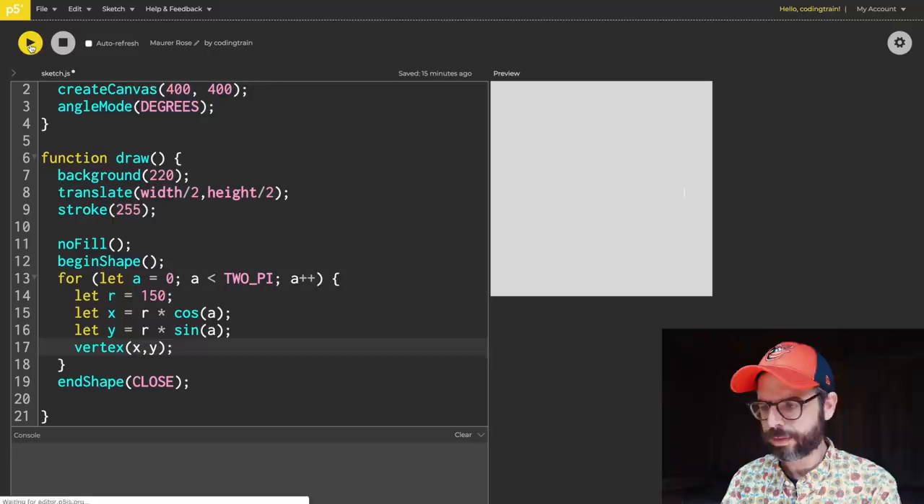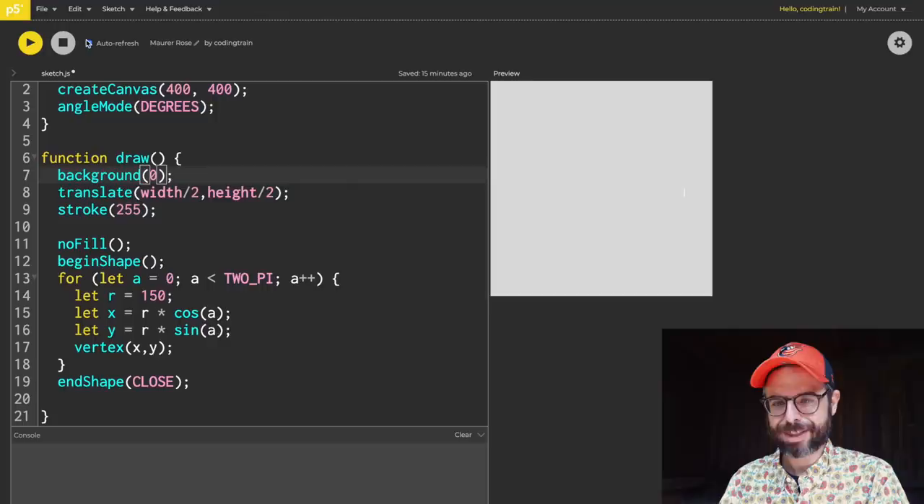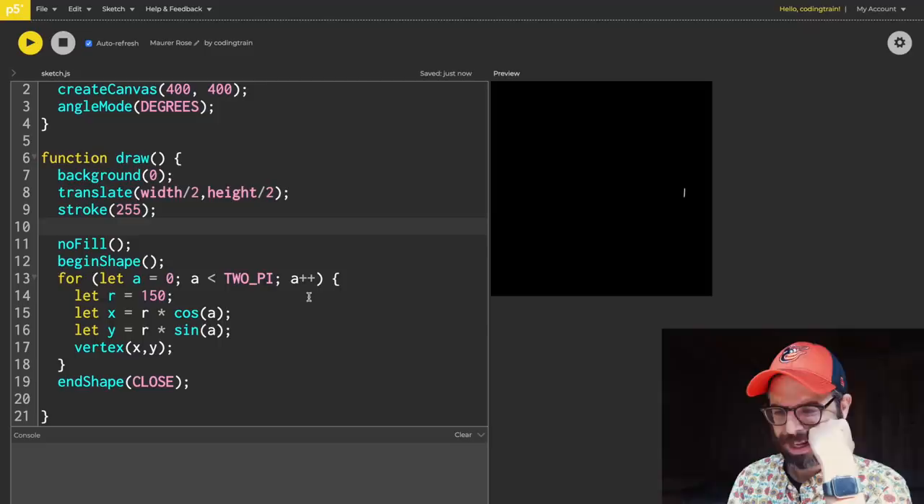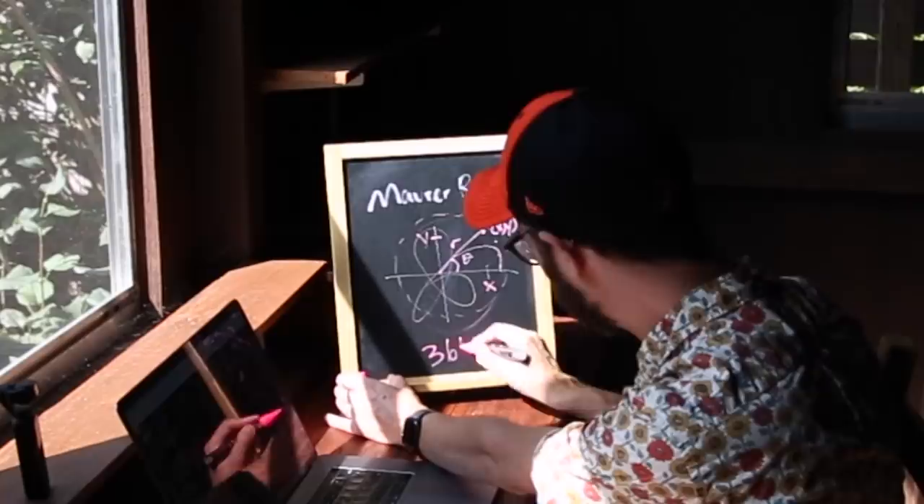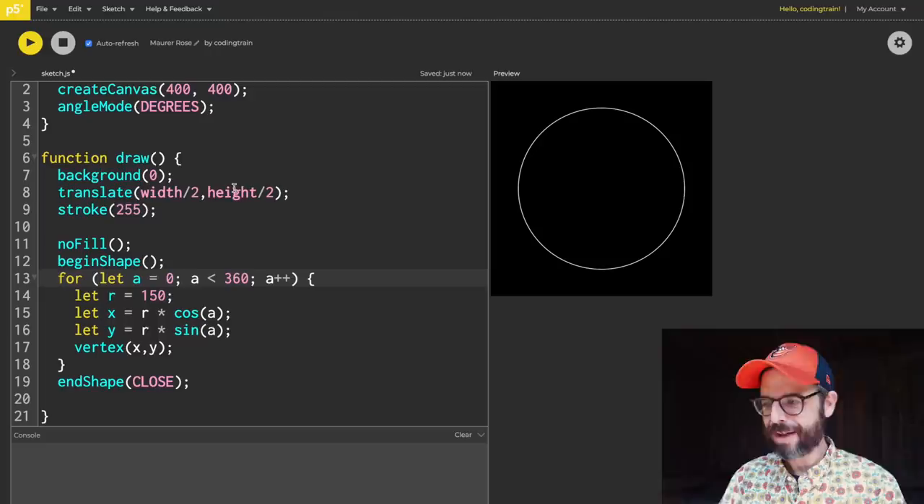Let me run this. I don't see anything because who knows? Let's change the background. Let's put on auto refresh for right now. A plus plus. Oh, well, if I'm thinking in terms of radians, right? Radians all the way around the circle once is 2 pi, but in degrees, it should be 360 degrees. So now, there we go. There's our circle. So this is a good start.